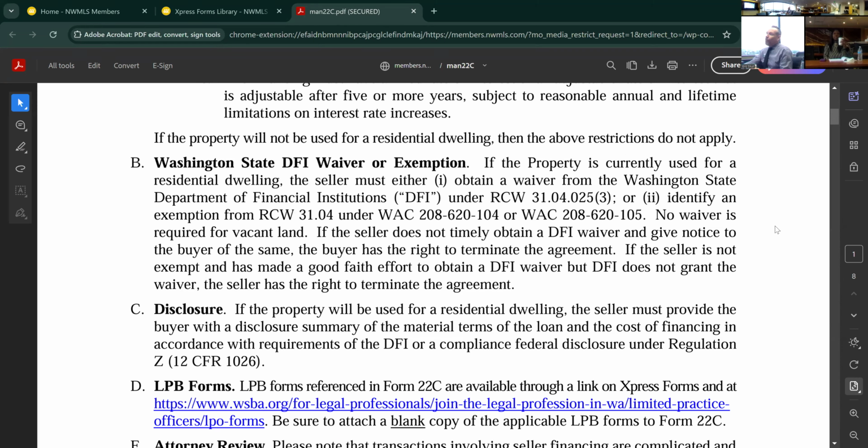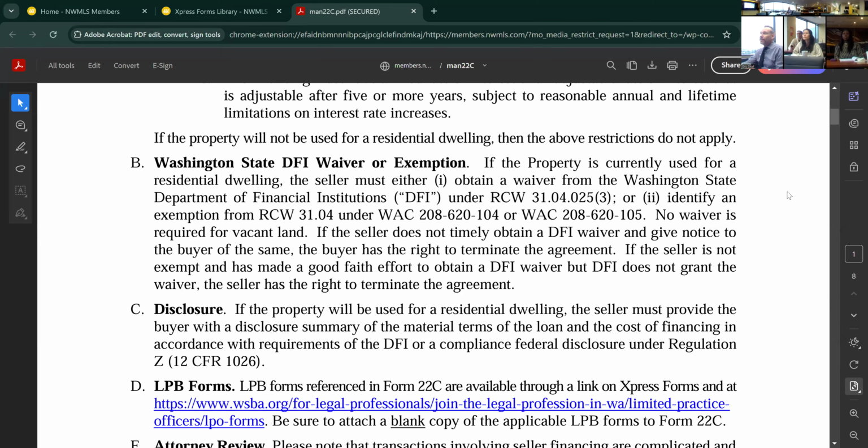Washington State DFI waiver or exemption. If the property is currently used for a residential dwelling, the seller must either, one, obtain a waiver from the Washington State Department of Financial Institutions, the DFI, under the RCW 31.45.073, or two, identify an exemption from the RCW 31.45 under the WAC 208-620-104 or the WAC 208-620-105. No waiver is required for vacant land.